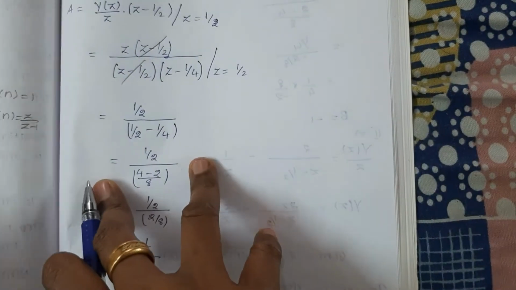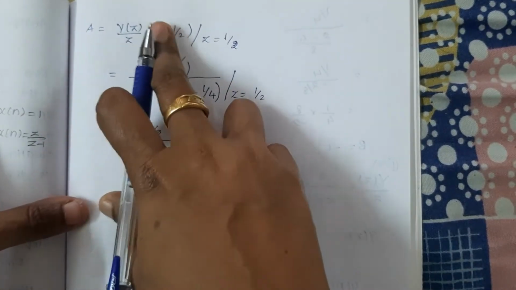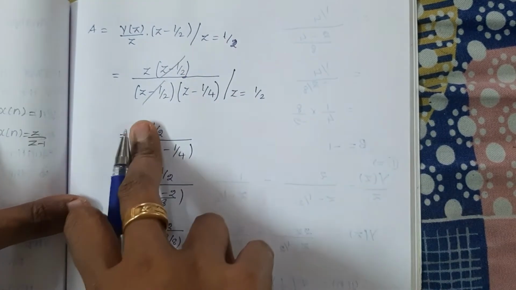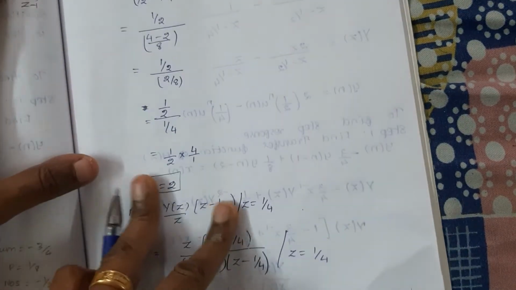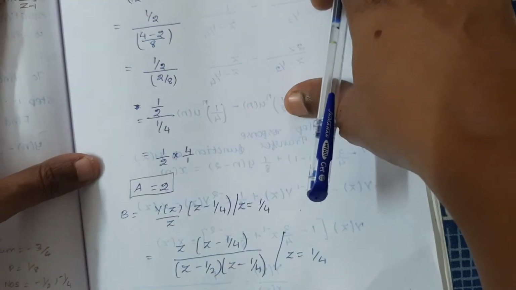So now find the a and b values. In order to find a, Y of z by z minus 1 by 2 is equal to 1 by 2. Now solve this: in place of z, substitute 1 by 2 and you will get the value of a as 2. Similarly, in the same procedure, find the value of b.